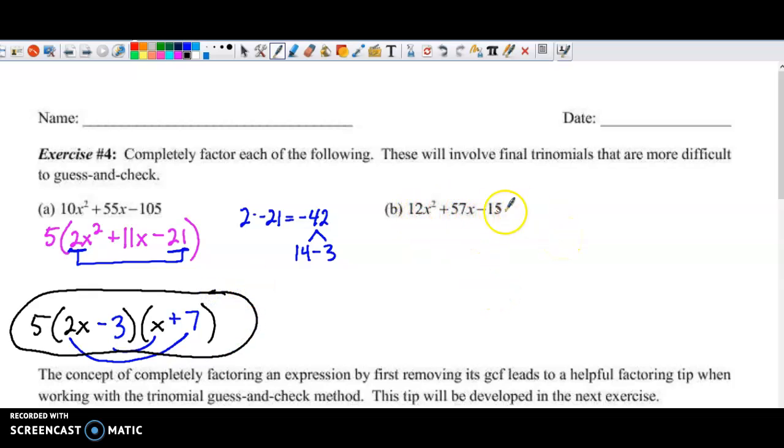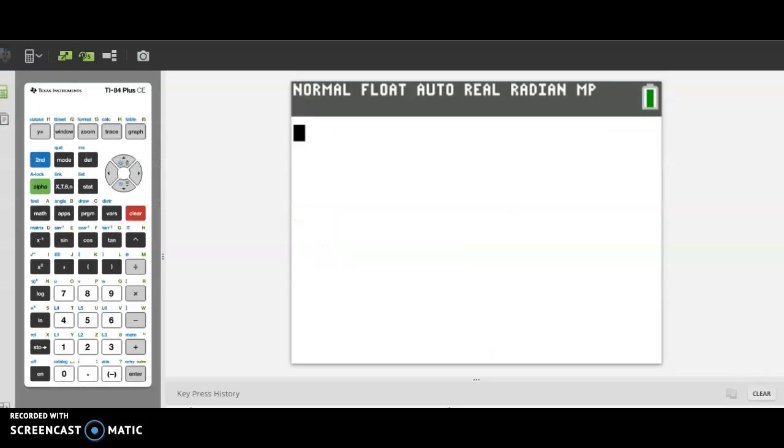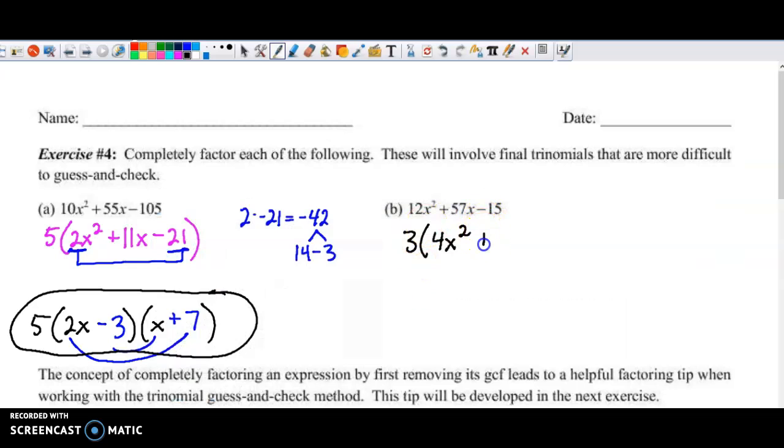With the next one, again, I believe a 3 goes into all of those, so it would be 4x squared. If you need help, you can do 57 divided by 3, 19, minus 5. And again, you could think about doing that AC method of 4 times negative 5 is negative 20.